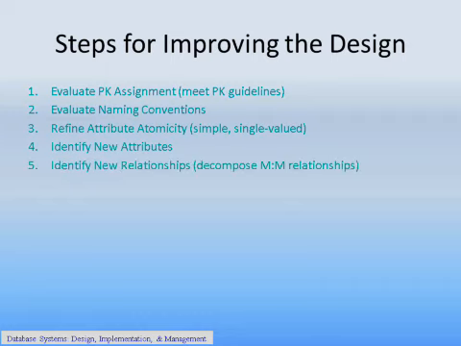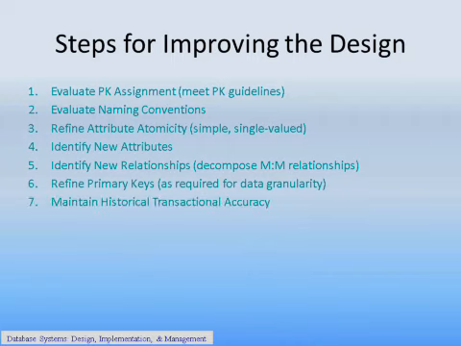Identify new relationships to decompose many-to-many relationships or as a result of finding new data associations. Refine primary keys as required for data granularity, that is, the minimum level of data aggregation required by the data. Maintain historical transactional accuracy. And evaluate use of derived attributes when appropriate. Next, we'll discuss these issues in more detail.